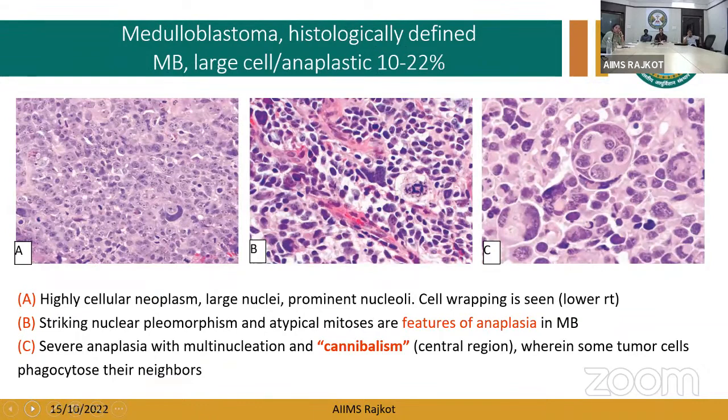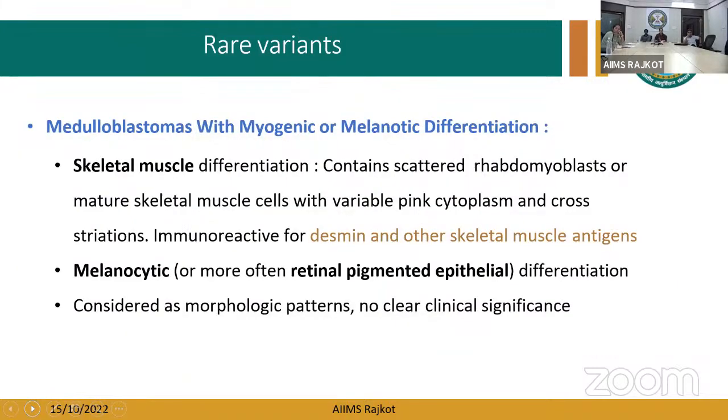As you can see, this is highly cellular. There will be prominent nucleoli, cell wrapping will be there, anaplastic features will be there, high pleomorphism, atypical mitosis, and cannibalism is seen in the C picture. Here, they will phagocytose the neighboring cells.